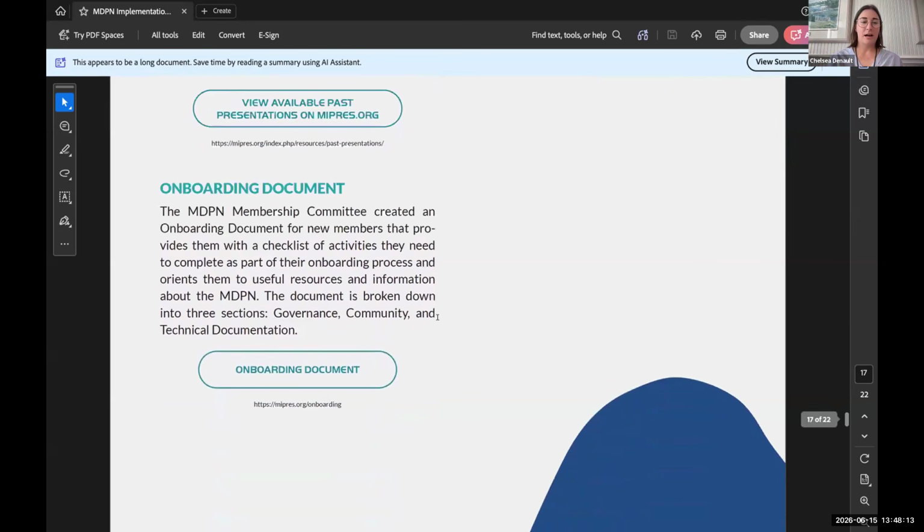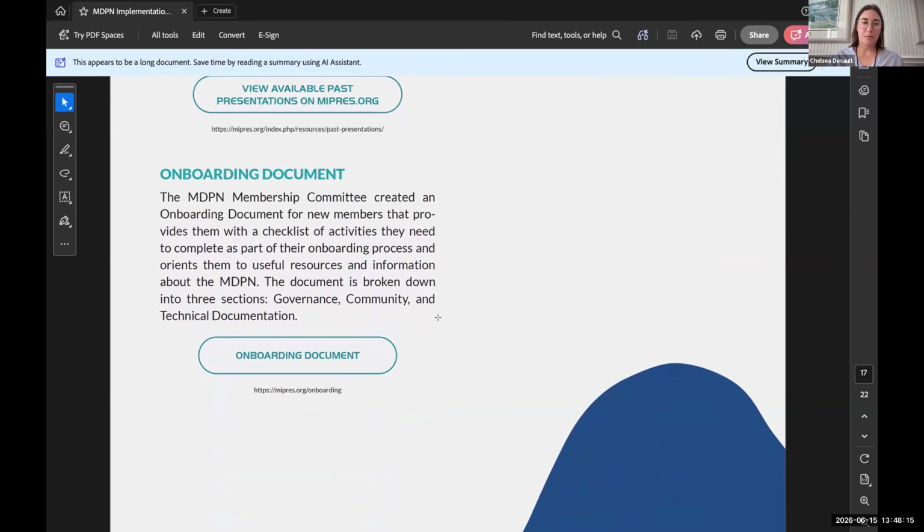And then finally, our onboarding document, which our membership committee created to welcome new members into the community, orient them to how the community operates, where to find information, and share other information that's not just about MDPN, but about the broader digital preservation community, so that they know when they join MDPN, they're not just joining MDPN, they're joining this broader field that is supportive and inclusive.